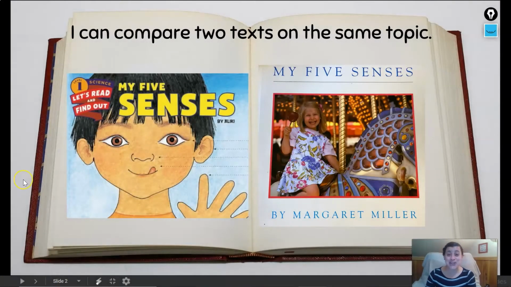I can compare two texts on the same topic. Go ahead and put your thumbs up and repeat after me. I can compare two texts on the same topic. So today we're going to dive into both of our texts and look and see what our topic is. I wonder what our topic is.